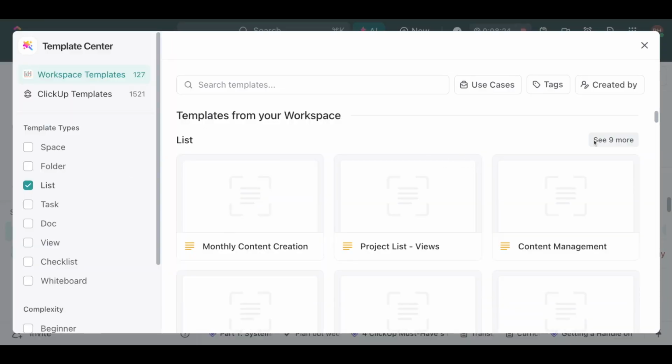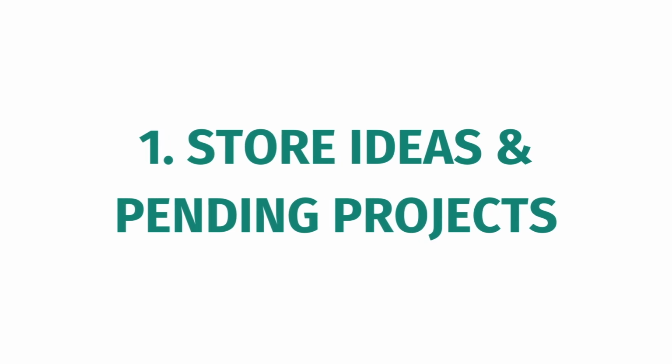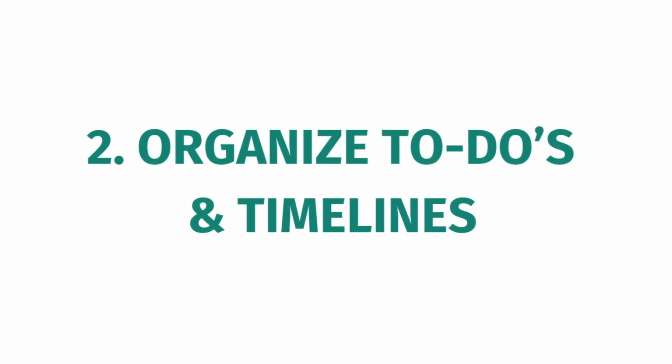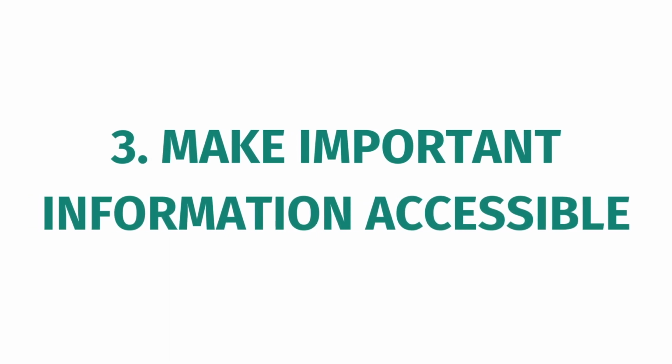So the end goal here is to create a list template for every service that you offer. And you want it customized so that it can do 3 things for you. 1, you want to have somewhere to store all of your ideas or pending projects. 2, you want it to tell you what your to-dos are, your deliverables, and your timelines. And 3, you want to have somewhere where you can reference the information and the things you've created quickly and easily in the future.